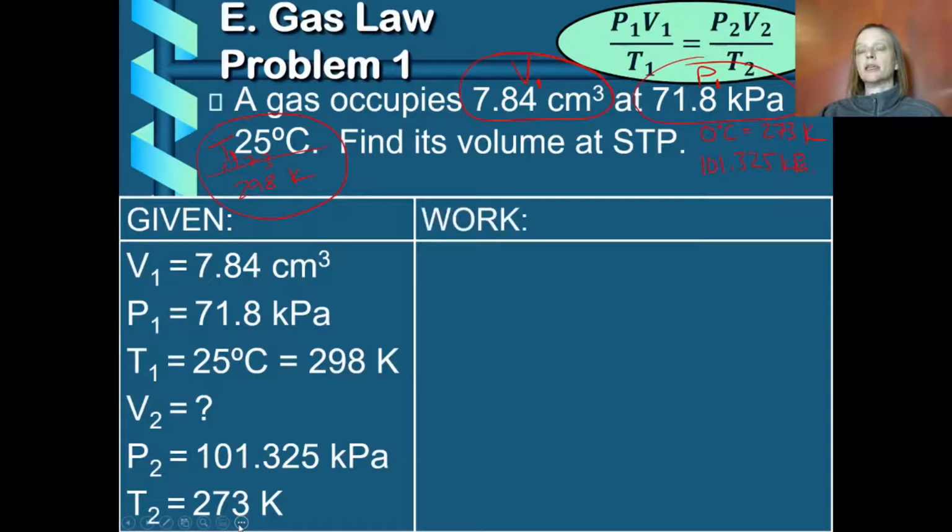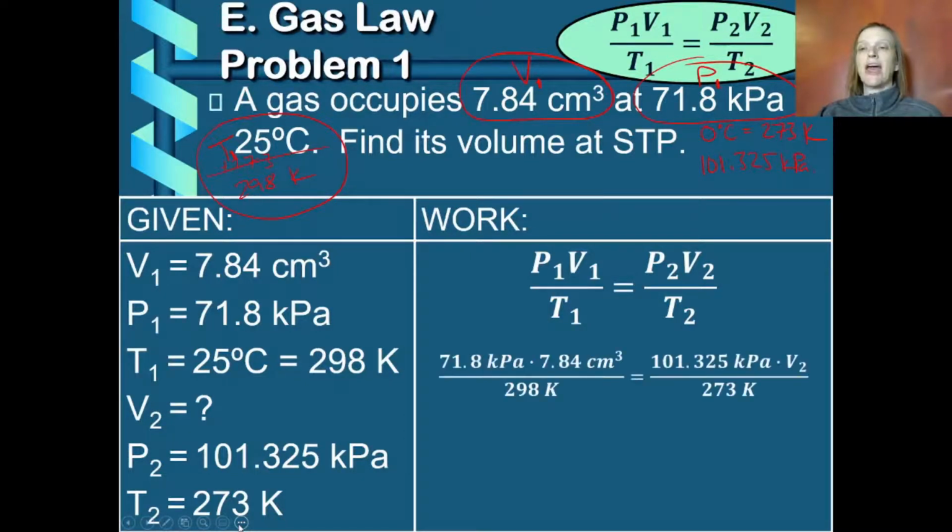So I set this up. Pressure 1 times volume 1 divided by temperature 1 equals pressure 2 times volume 2 divided by temperature 2, and this is the problem that I set up. Pressure 1 was 71.8, volume 1 was 7.84, and temperature 1 was 298. Pressure 2 is 101.325. Temperature 2 is 273. So now this is a question of algebra, solving this equation for volume 2.